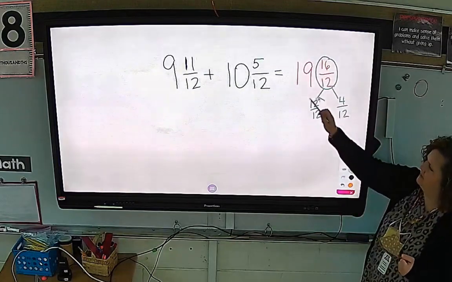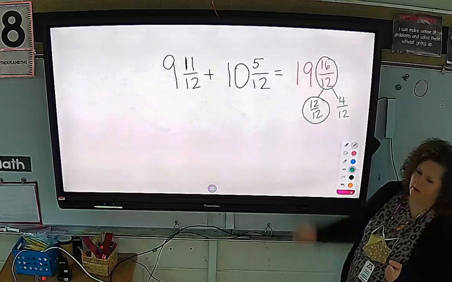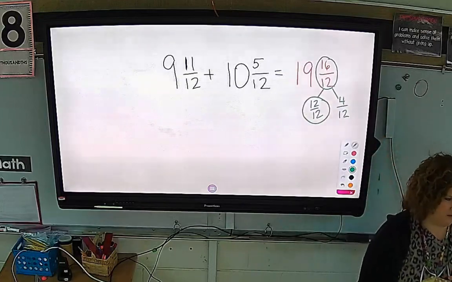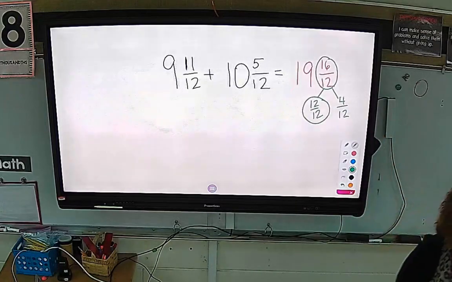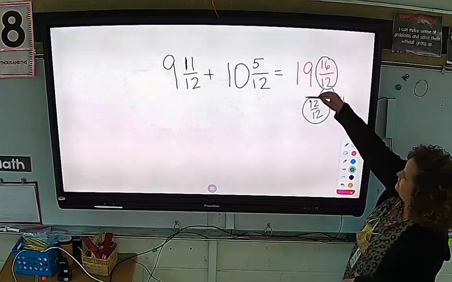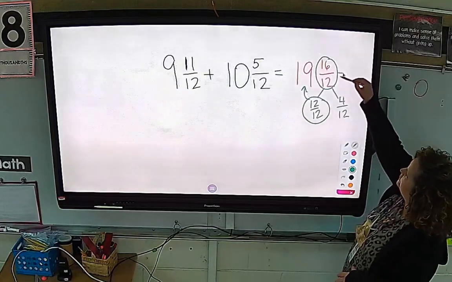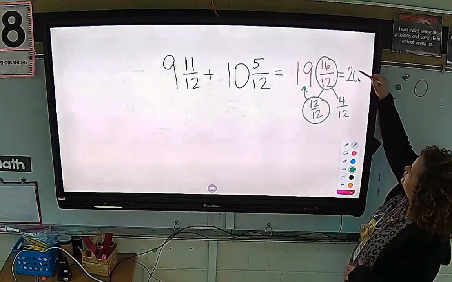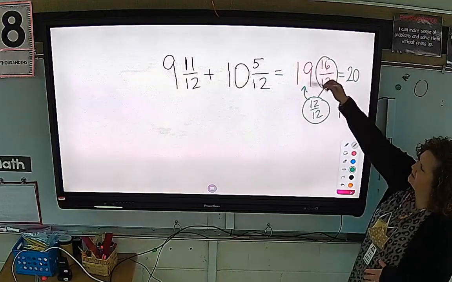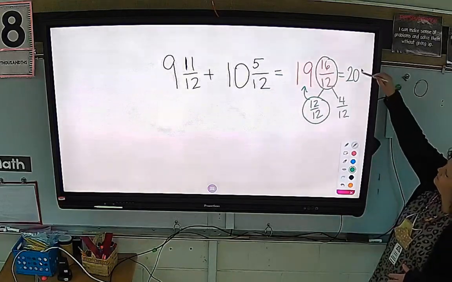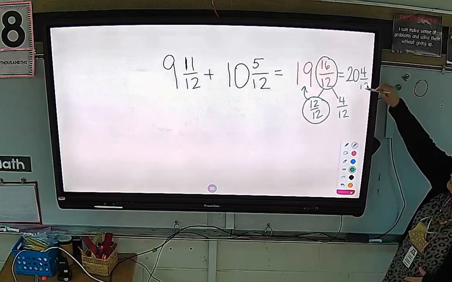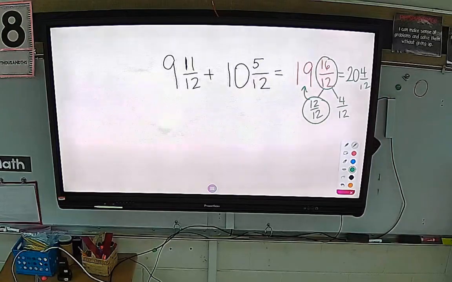Okay? This is a whole number, and what are we going to do with it? What are we going to do with that 12 12? Add it with the 19. Okay? So our final answer, and I saw this on a lot of boards, was 20 because of this and this, and the little 4 12s that are still hanging out there. 20 and 4 12s is what I saw in a lot of places.